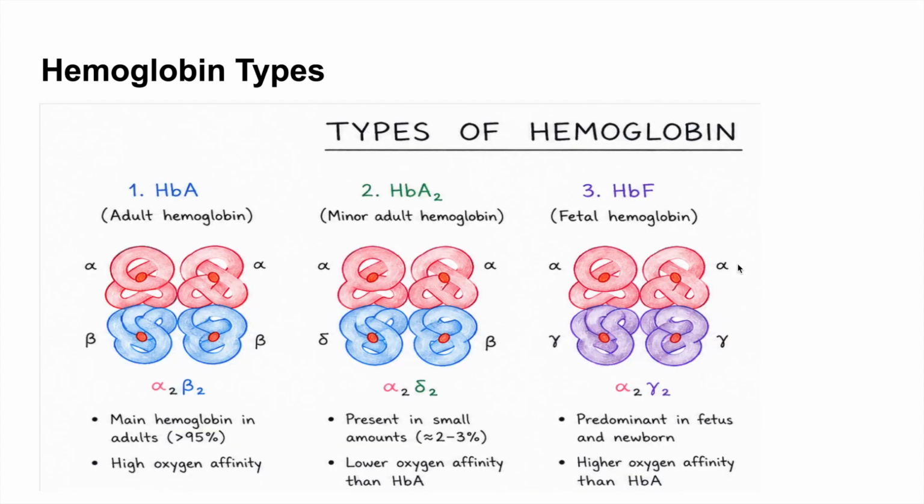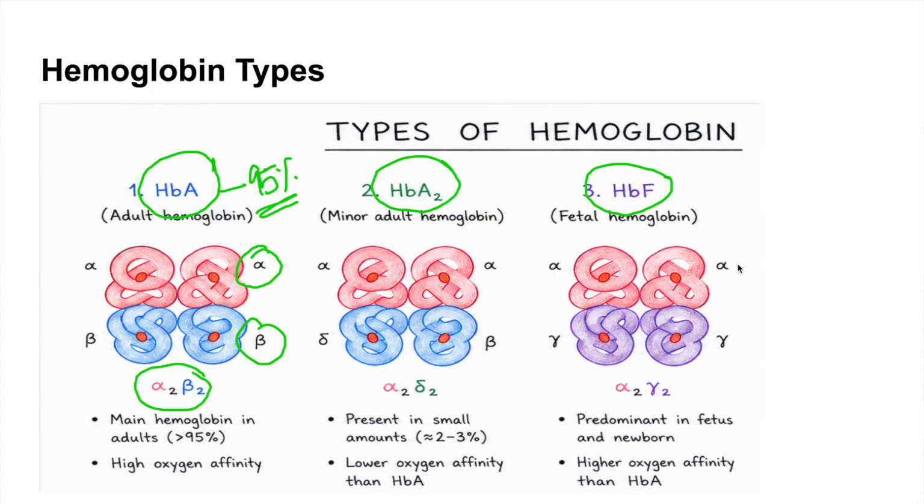So now let's first go to what the hemoglobin types are, then we will move to thalassemia. The types of hemoglobin in the human body are HbA, HbA2 and HbF. The most common, 95% of adult hemoglobin, is HbA, and it contains 2 alpha chains and 2 beta chains. It is alpha 2 beta 2.